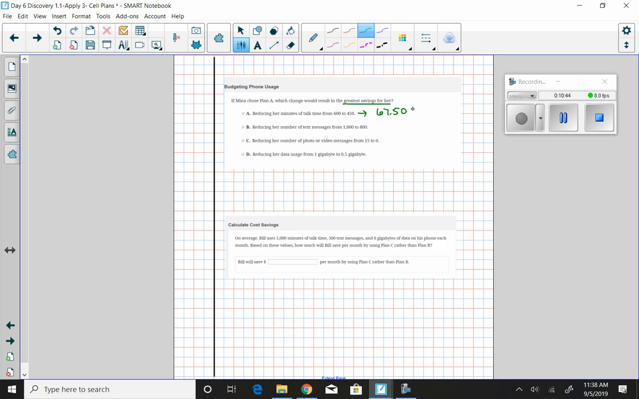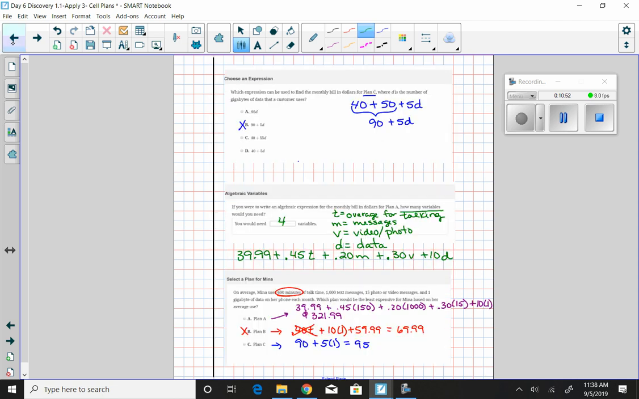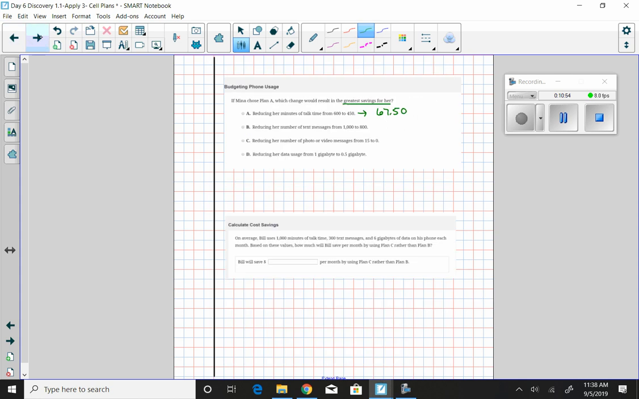If she just didn't go over, she could save $67.50. What if she reduced her number of texts from 1,000 to 800? So how much are texts? Her texts are 20 cents apiece, so she's saving 200 texts. 200 times the 20 cents, she's going to save $40. That's how much she's going to save.